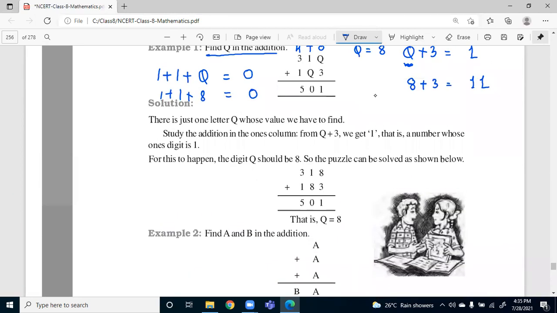Okay, so let's try example number 2. A plus A plus A will give me A. What should I take A as, so that if I add this 3, I will again get A? Let's say I take A as 5. So 5 plus 5 plus 5 is 15. So yes, I am getting 5 and 1 is the carryover, so B is equal to 1. So what is the answer? A is 5 and B is 1.